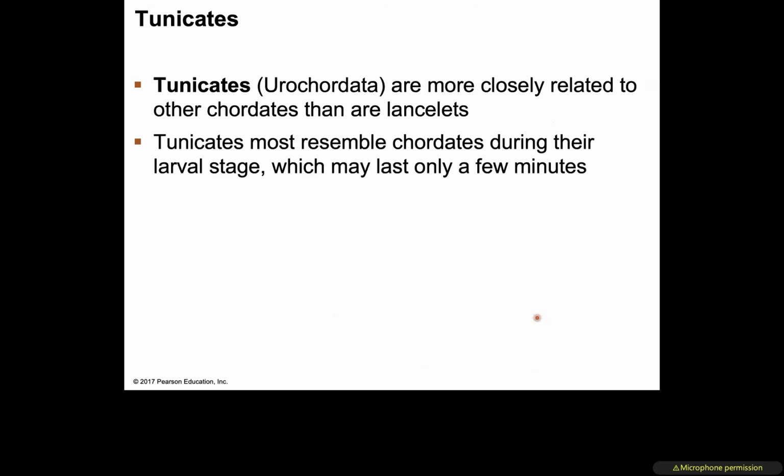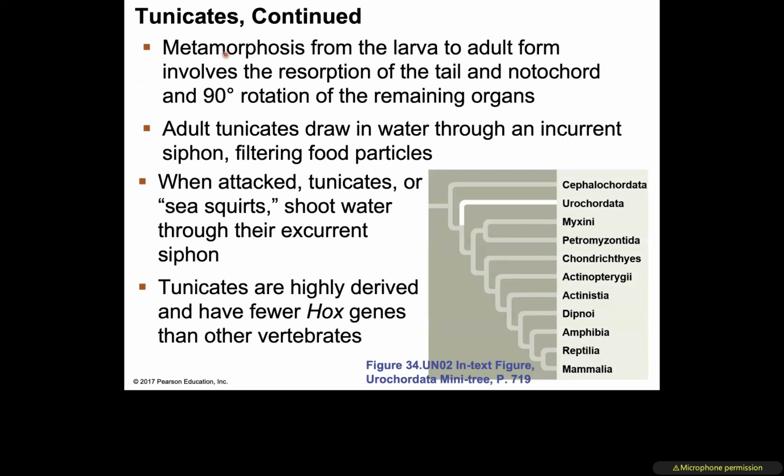Moving on to your tunicates. Your tunicates are phylum Urochordata. They're more closely related to other chordates than are the lancelets, believe it or not. So your tunicates are going to resemble the chordates during their larval stage, and that is a very few minutes. And so metamorphosis is going to take place as it goes from a larva to the adult. And that metamorphosis involves the reabsorption of the tail and the notochord, and a 90 degree rotation of the organs. So literally during that metamorphosis, the organs are going to change position.